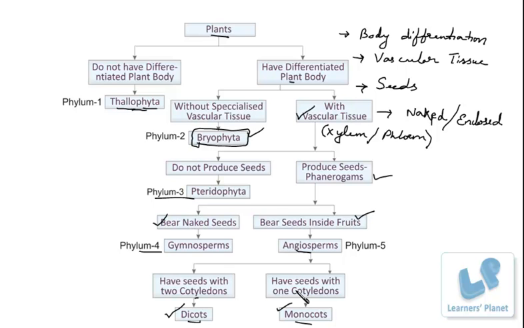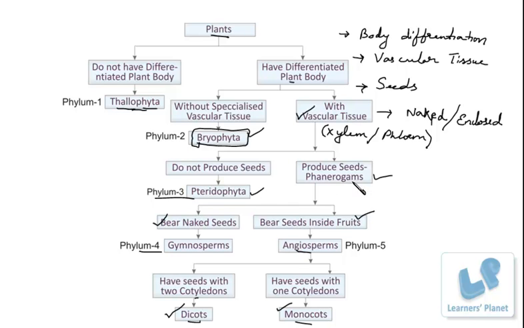So major thing that you can see here is what? There are 5 phylums: Thallophyta, right? Bryophyta, Pteridophyta, Gymnosperms, and Angiosperms. So how they are classified? Number 1, if not differentiated, then they are thallophytes. If they are differentiated and they lack the vascular tissue, then these are the bryophytes. But if they have the vascular tissue but they are not able to produce the seeds, then they will come in the group or the phylum Pteridophyta.